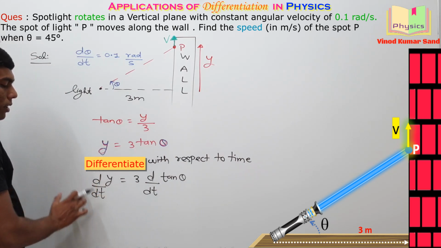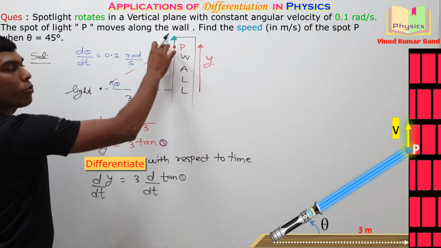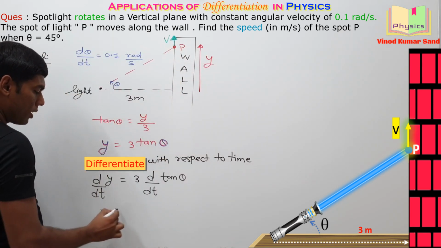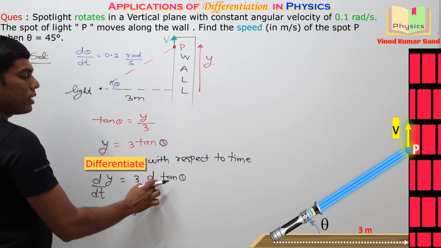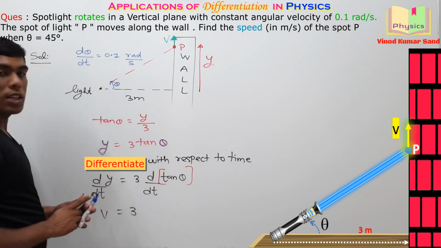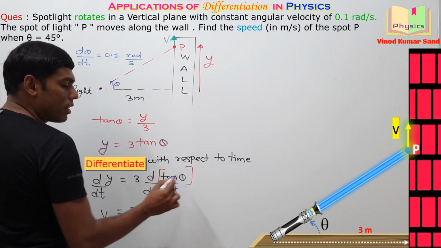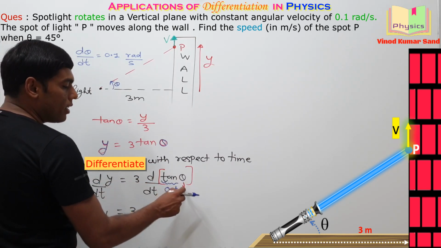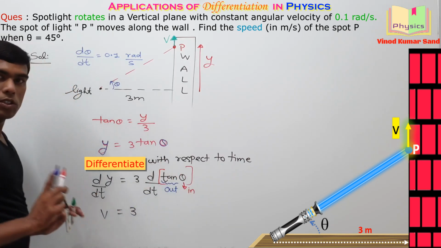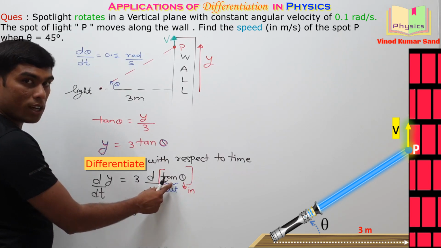Keep d by dt of y as v. The rate of change of y will give you v equal to 3 d by dt of tan theta. This will be solved using the outside-inside rule. This tan function is your outside function and this theta is your inside function. Now, simplifying the things, first I'll be differentiating the outside function.